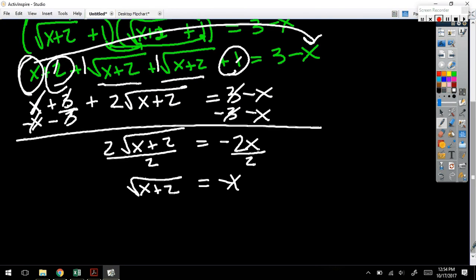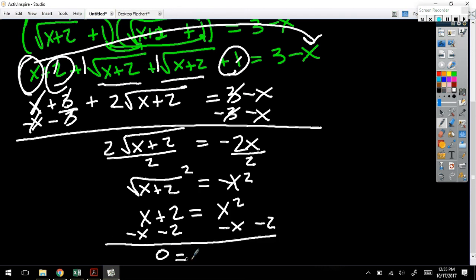The radical is now isolated. How do I get rid of the radical? Square it. x plus 2 equals x squared. I now have some form of a quadratic. Subtract x, and subtract 2. Why are we subtracting both of those? Going negative, leading coefficient. And I want it to equal 0. So x squared minus x minus 2.